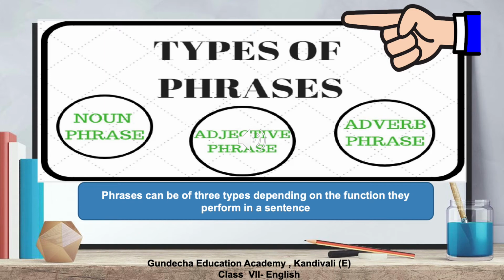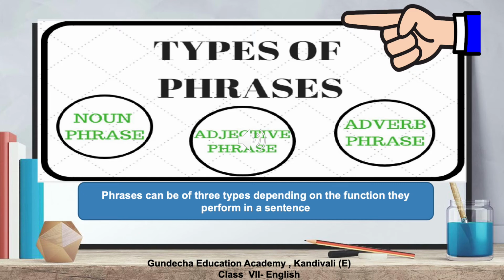For example, if we say Mrs. Tandon has a necklace made of pearls, which is the phrase in this sentence? Made of pearls. And what is made of pearls? The necklace. So, made of pearls, the phrase is telling us more about the noun or describing the noun necklace. So, in that case, what type of phrase is it? It is an adjective phrase.